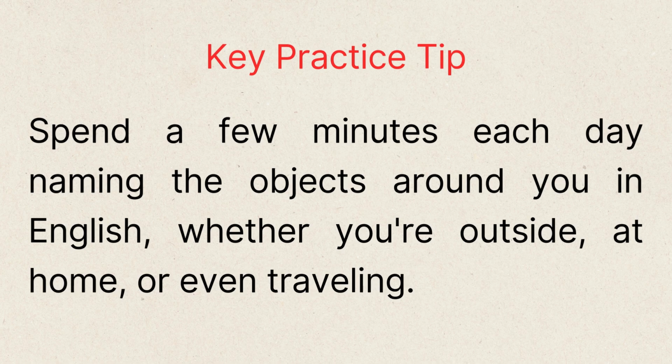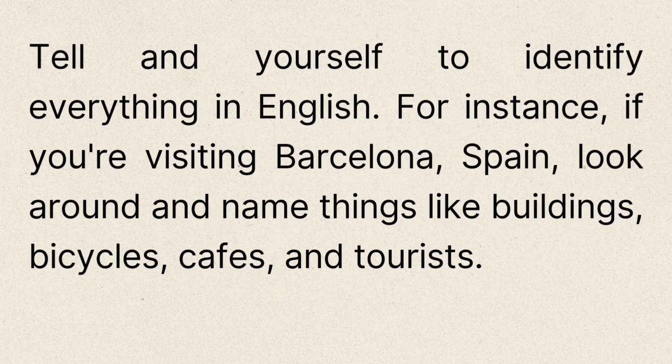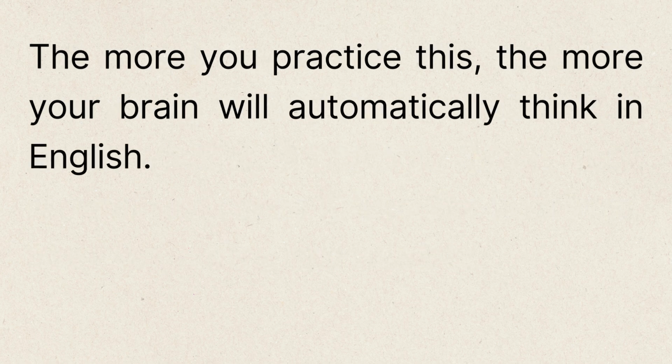Key practice tip. Spend a few minutes each day naming the objects around you in English, whether you're outside, at home, or even traveling. Challenge yourself to identify everything in English. For instance, if you're visiting Barcelona, Spain, look around and name things like buildings, bicycles, cafes, and tourists. The more you practice this, the more your brain will automatically think in English.